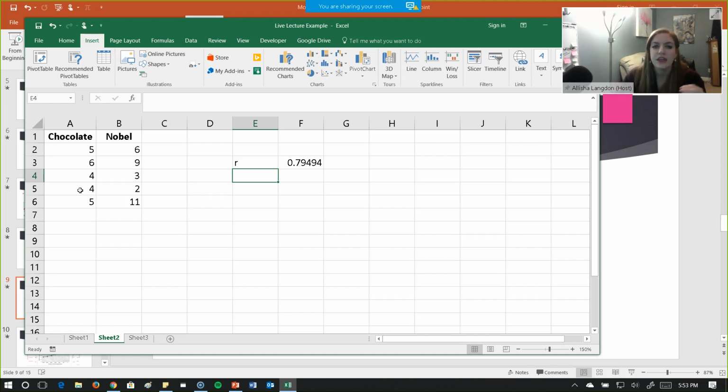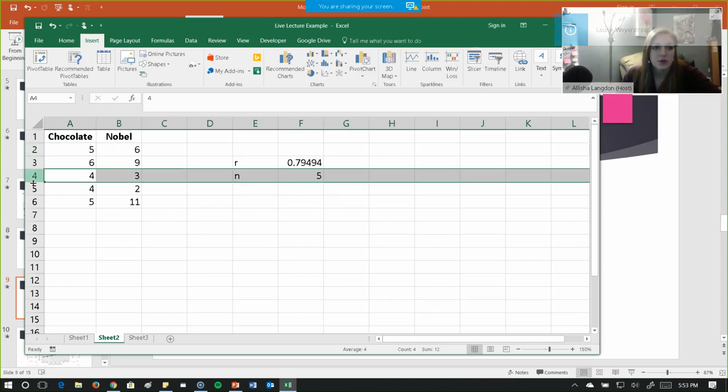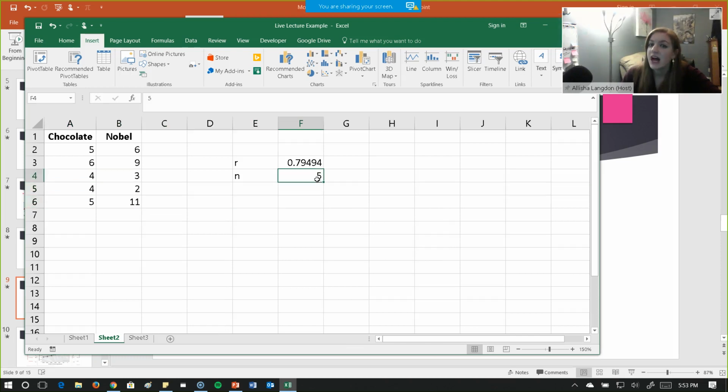And the critical value depends on how many samples we have. So here, what's our N value? What's our sample size here? What do you guys think? Remember, it's pairs of data. 5, very good, yes. So there's 1, 2, 3, 4, 5. So we'll have to keep that in mind when we're using the table.